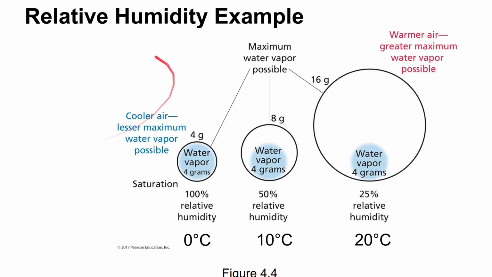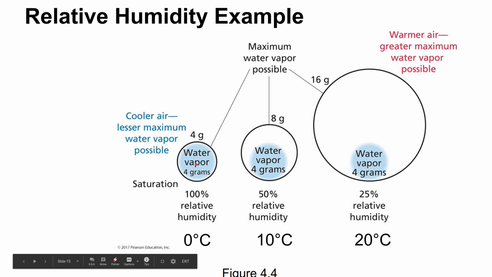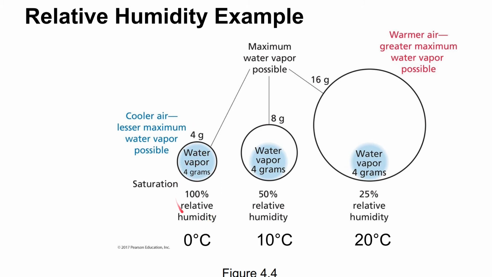So examples of relative humidity on an actual day. It's first thing in the morning, 0 degrees out. The maximum is 4 grams. You have 4 grams, so the relative humidity is 100%. If it warms up by 10 degrees, the maximum is going to increase to 8. You still have 4, but the maximum is now 8. So the relative humidity is 4 divided by 8 times 100, which would be 50% relative humidity.